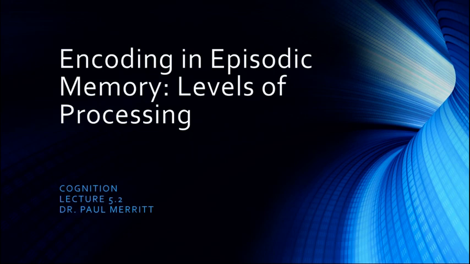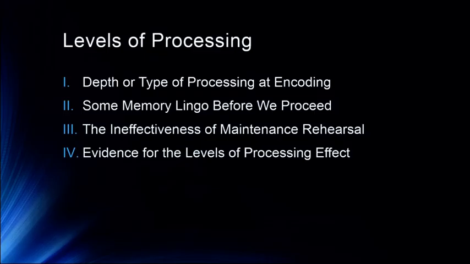We talked last time about just a basic introduction to longer-term forms of memory. In this fairly brief lecture, we're going to talk about ways in which we encode information into episodic memory. In particular, we're going to talk about what's called the levels of processing effect. So first, we'll start out by talking about how depth or type of processing and encoding might affect memory.